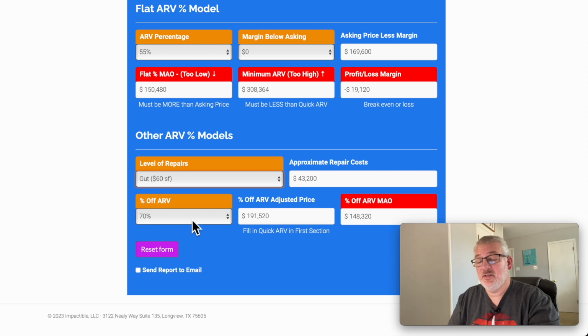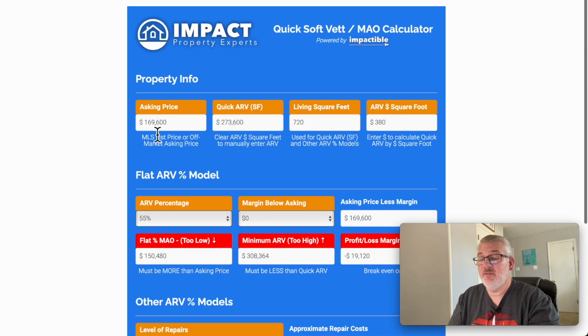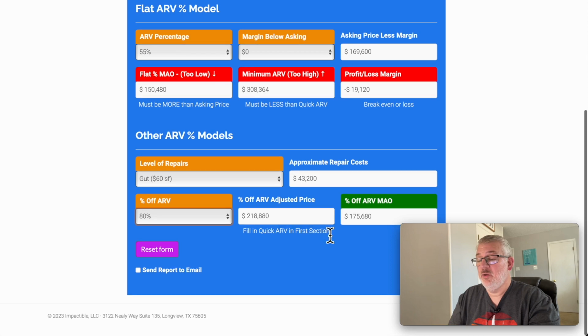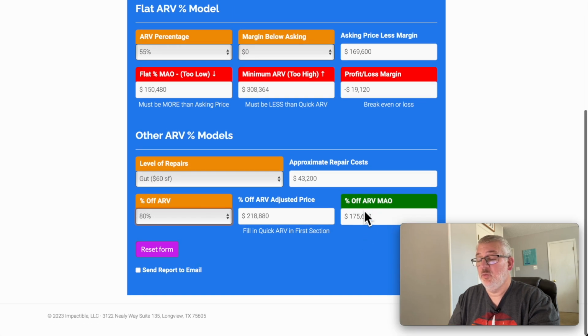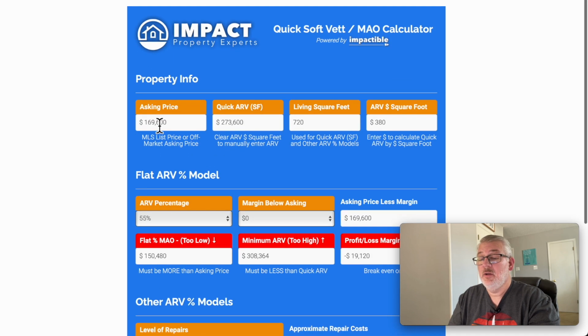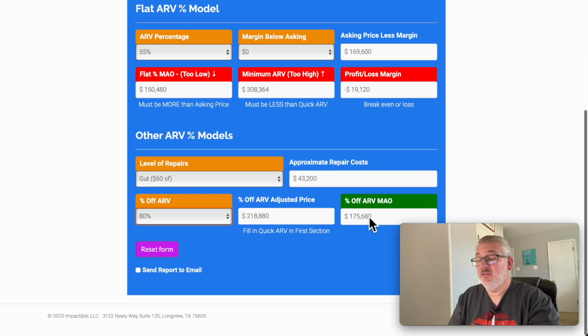Now you can adjust this. I know some different markets use different percentages. You put 80% of ARV minus repairs, it puts it at $175,680. And as you can see, it's green here. The reason it's green, if we go back up here and look at the asking price, we've got room with this asking price to still make this work. So we could actually go higher than the asking price, and this would still work if you were doing 80% of ARV minus repairs.